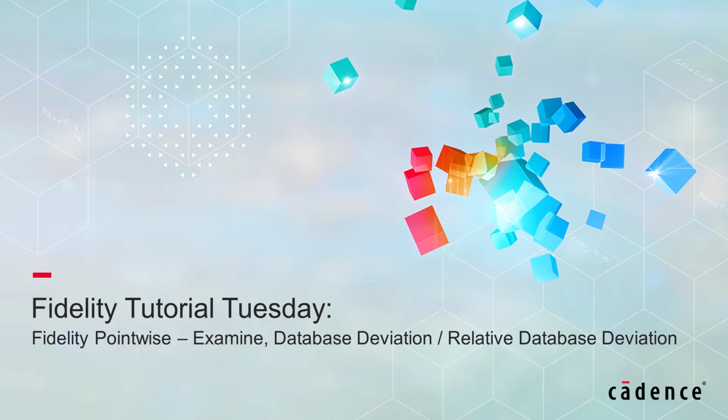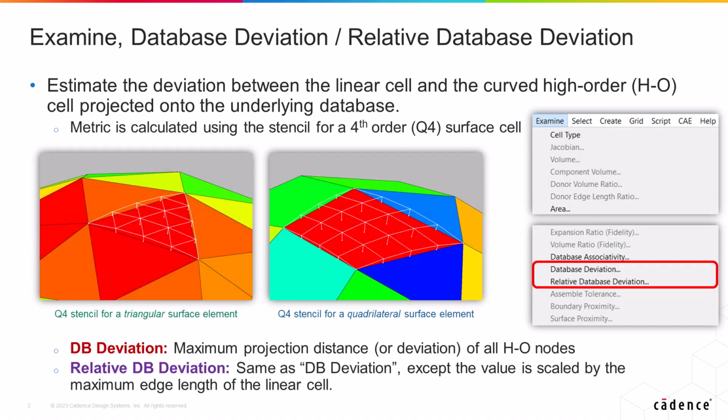Today, we're going to look at the Database Deviation examine function, which can enable you to determine how closely the grid domains are capturing the underlying database geometry. The database or relative database deviation metrics can be applied to any domain, and the metrics are basically intended to estimate the deviation between the linear cell and the curved high-order cell that is projected onto the underlying database geometry.